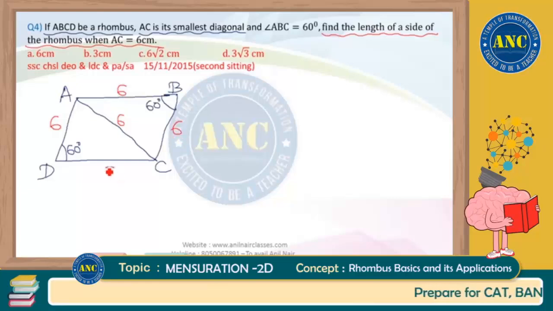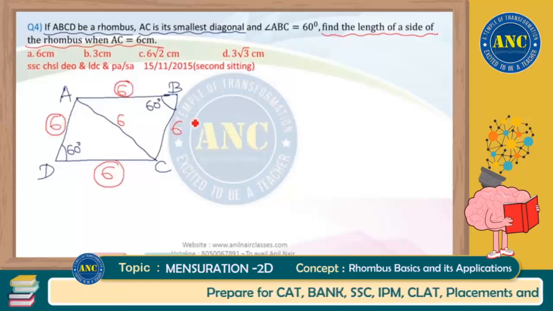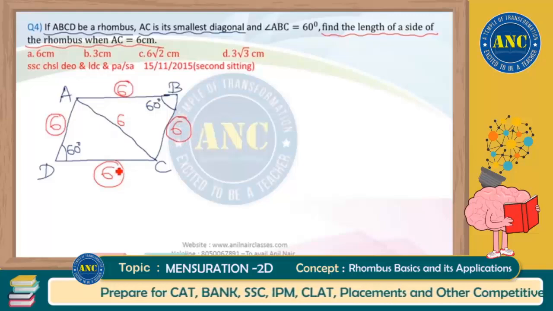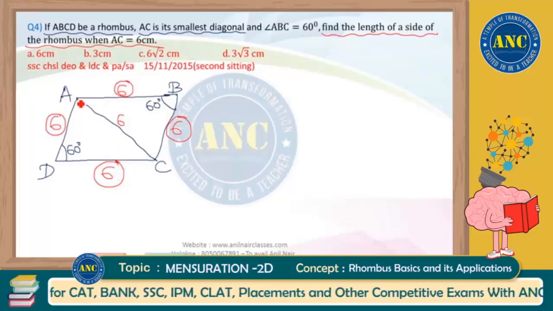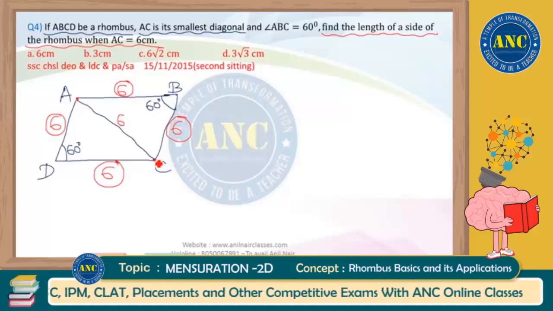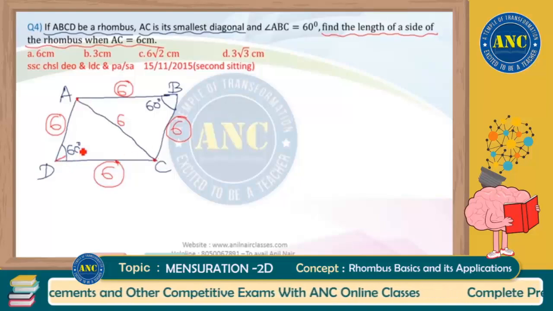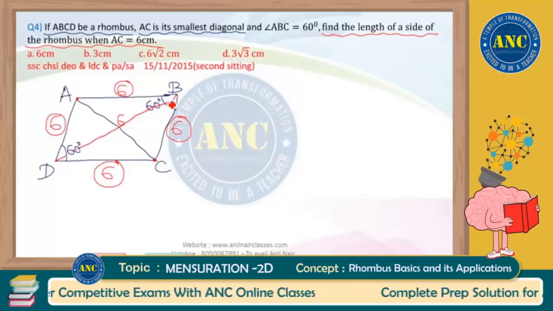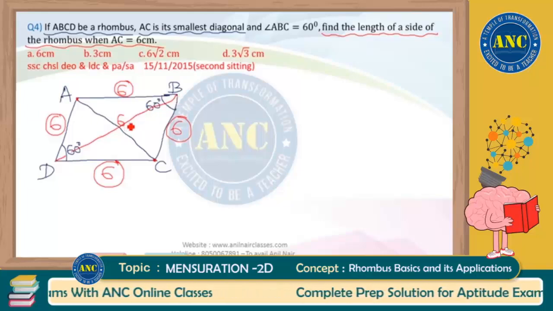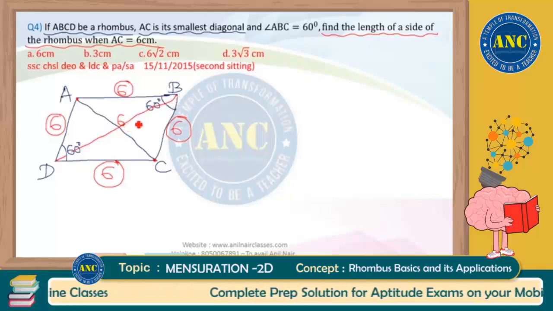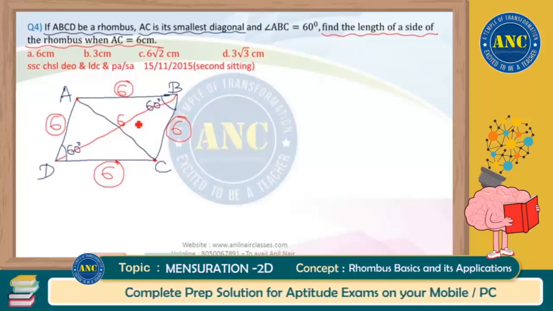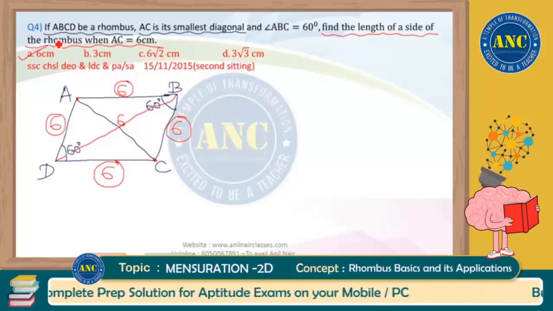Why is it 6? Because I have already discussed in my concept of equilateral rhombus that if the side is L, then the length of the smallest diagonal also will be L. The longest diagonal will be L root 3. But the question says the smallest is 6, so the side also will be 6 itself. The answer for this question is 6 centimeter, option A.